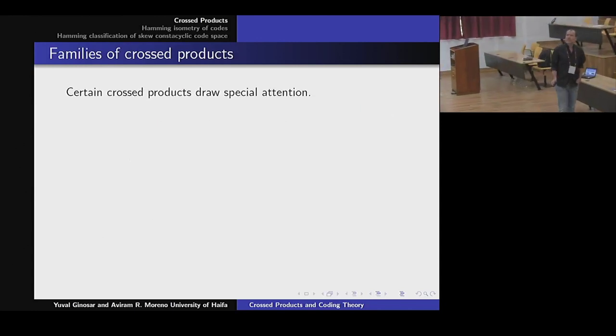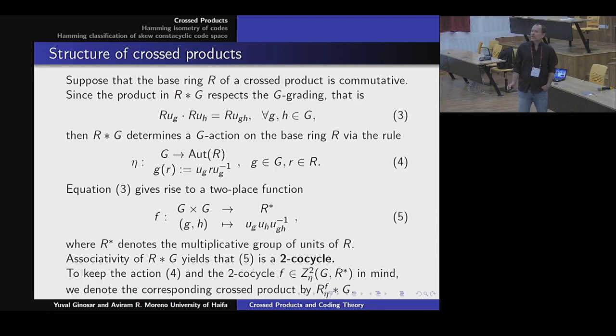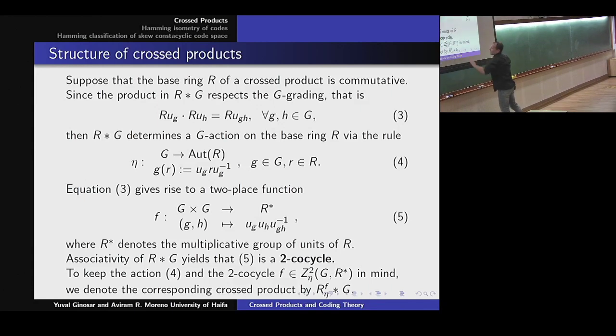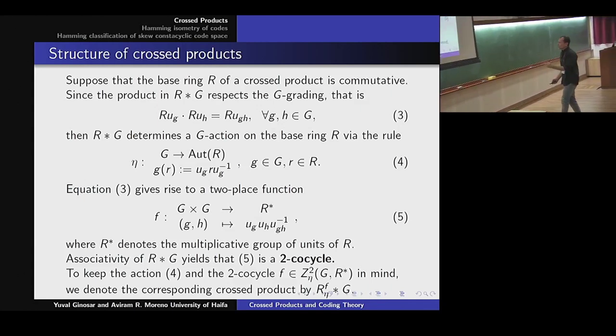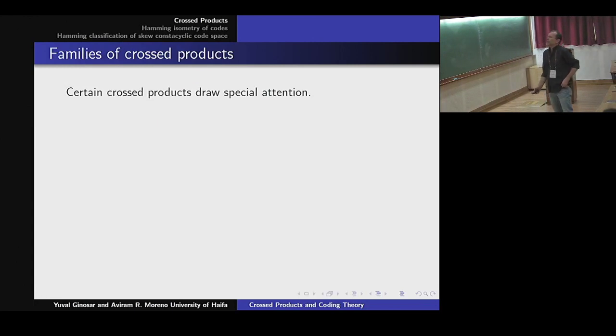Certain cross products draw special attention when the G module structure, by the way, the cocycle here, the R is endowed with an eta as a module over G by the action eta. So for every eta, there's a different cocycle group. Certain cross products draw special attention.